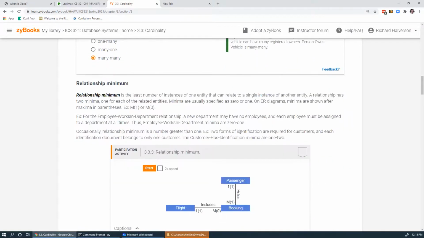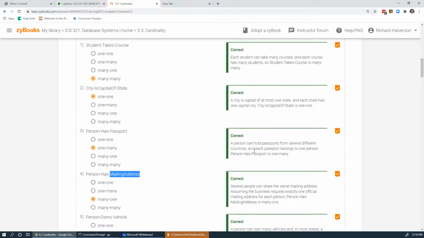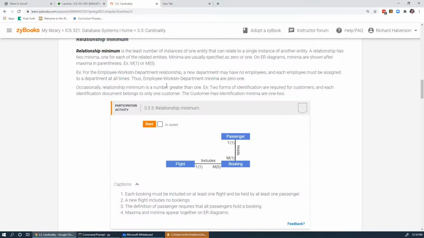Okay. All right. Relationship minimum. Okay, it's 0 or 1. A relationship minimum is the least number of instances that can relate to a single entity or another entity. A relationship has 2 minima, one for each of the related entities. So in this particular book, we put the minima, I guess, in parentheses.